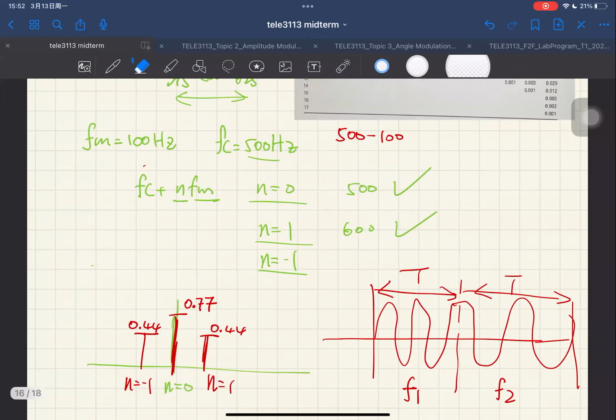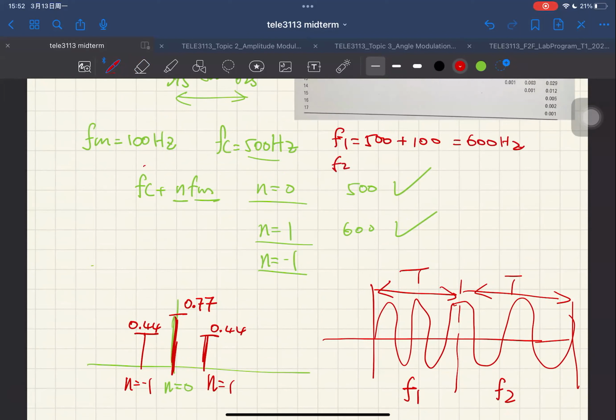F1 will be, actually F1 will be 500 plus 100, which is 600 Hertz. And F2 is going to be 500 minus 100, which is equal to 400 Hertz.